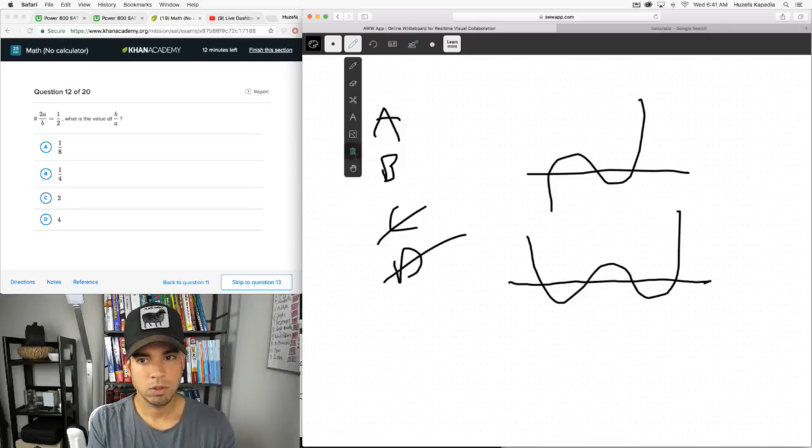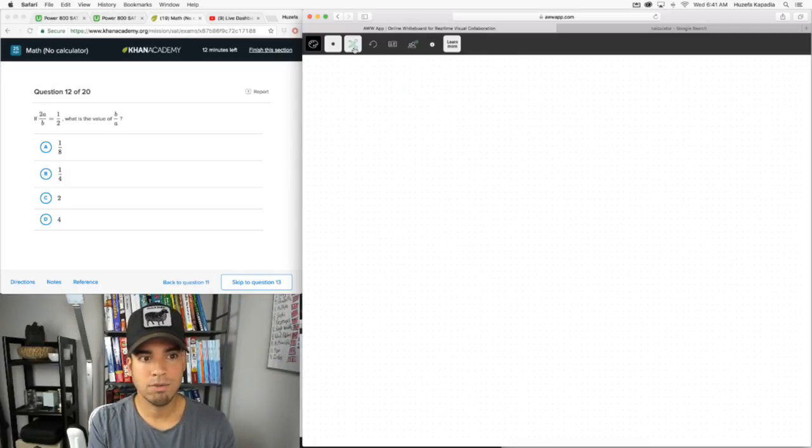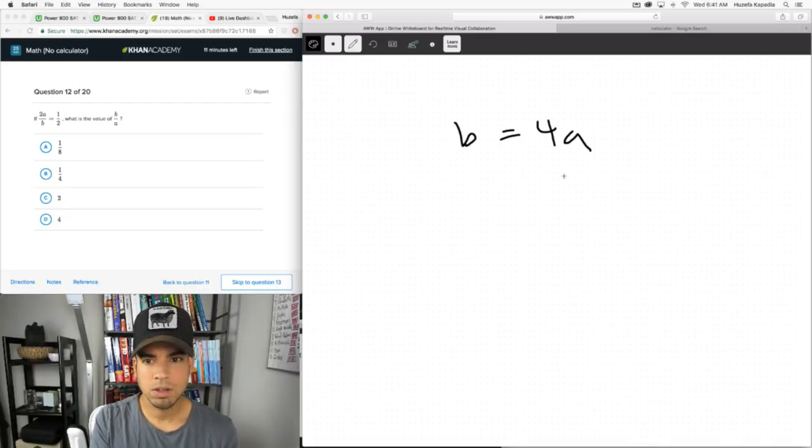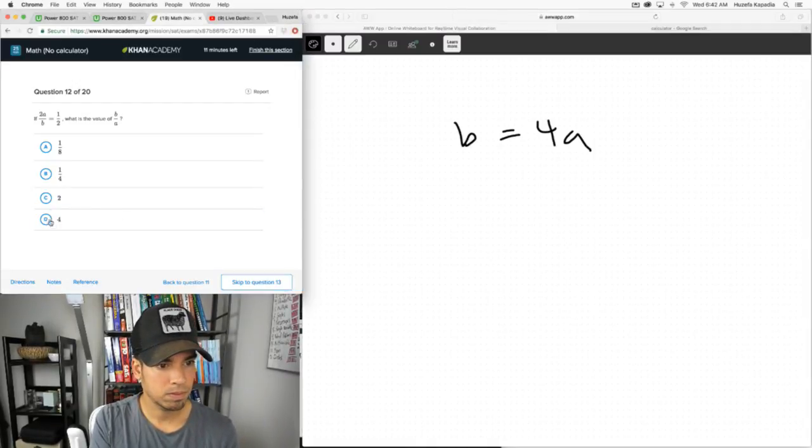Next, number 12. Okay, oh my god, we gotta hustle. We are way behind on time because we are past the halfway point for time. So I'm just going to have to start solving. 2a over b equals 1/2. What is the value of b over a? So let's cross multiply. We get b equals 4a. And then we want b over a, which is 4.